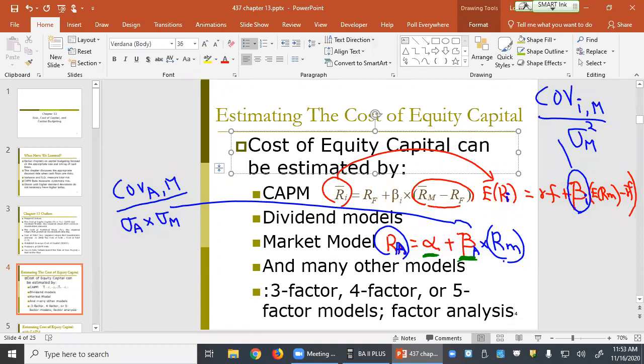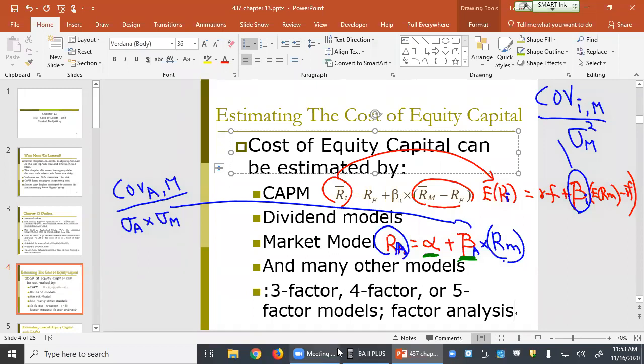But there are some models that allow the beta to change through time. Those models are extremely painful. We'll have time series models, GARCH, ARCH models. They are extremely painful. But what is mentioned here, they are not so painful.